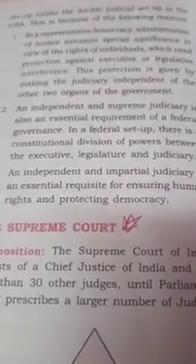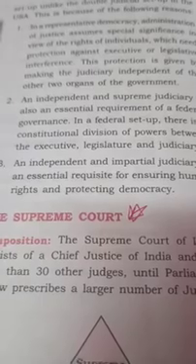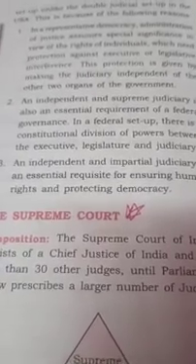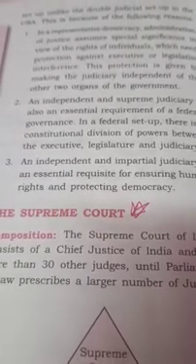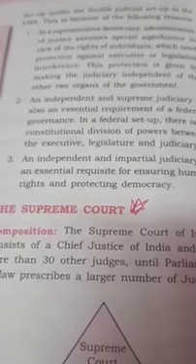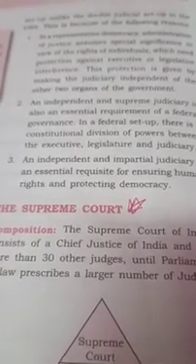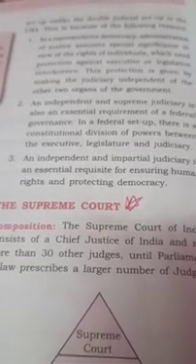Under our constitution, the judiciary is a single integrated system of courts for the union and the states, with the Supreme Court at the apex. Apex means at the head. Supreme Court is the head of the entire system and not only supervises but also exercises control over the functionings of other courts.